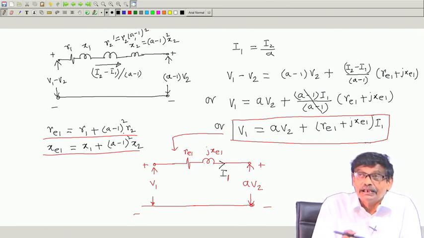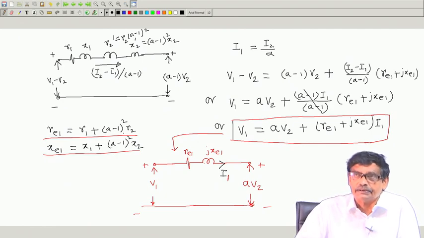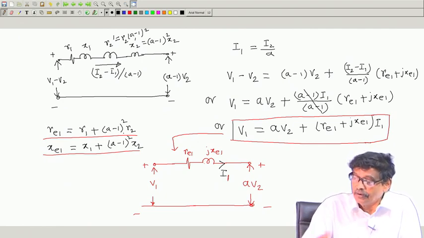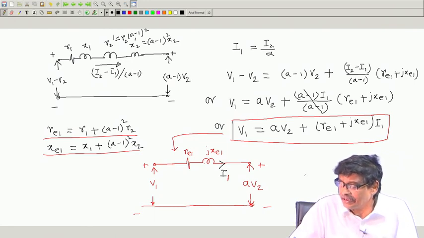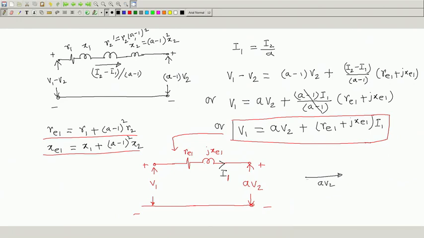Then one has to remember, at least with reference to primary, if you draw, then the equivalent circuit will be like this, and after that everything is fine, you can draw the phasor diagram. Start with A V 2 here. A is a scalar number, this is also the direction of V 2, then draw I 1 and then draw these drops, add, and you get V 1.